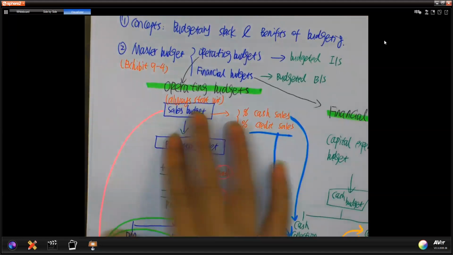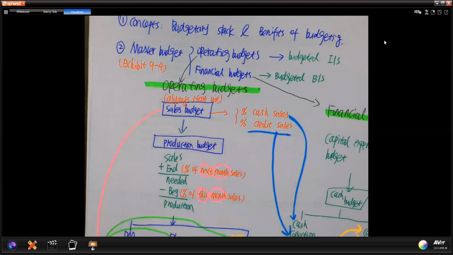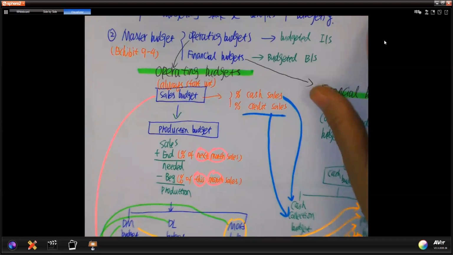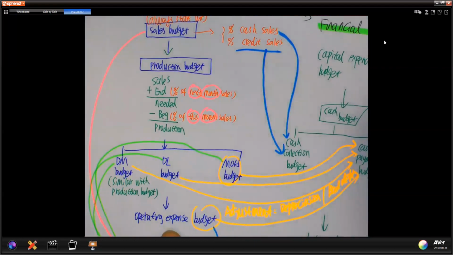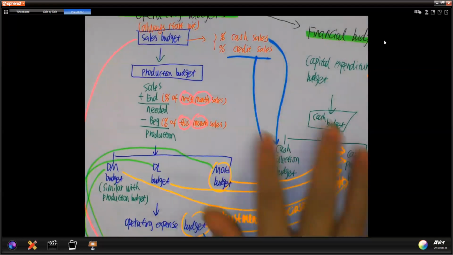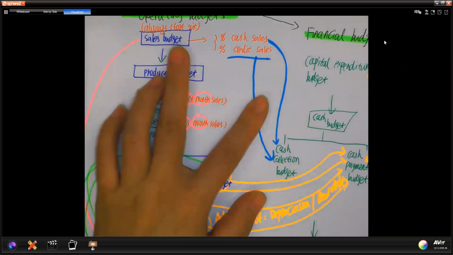We said you start with the sales budget, and then you get a production budget. You have direct labor, direct material, and then manufacturing overhead. You have all these budgeted operating expenses, then you get your budgeted income statement. And then we also talk about how we link everything together from the operating budget to your financial budget.